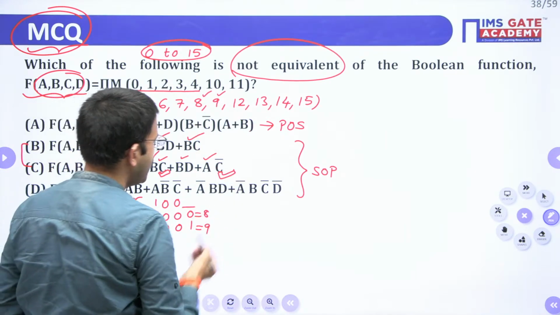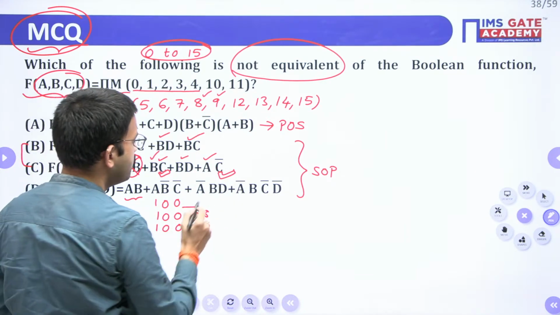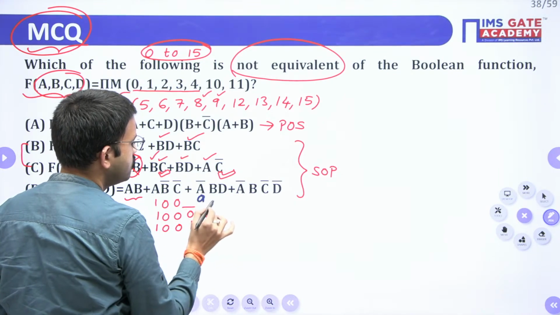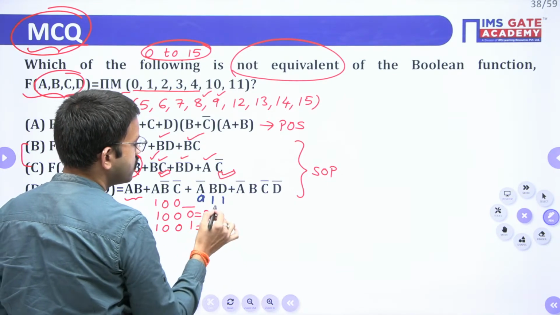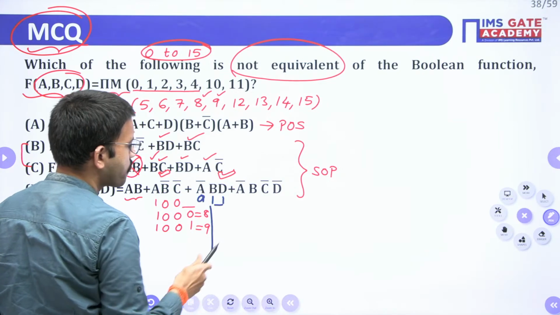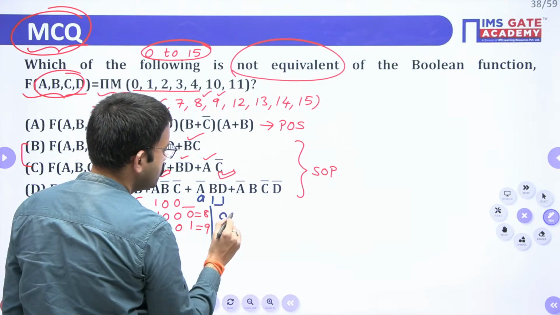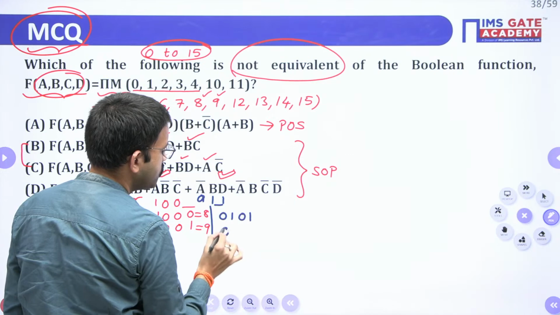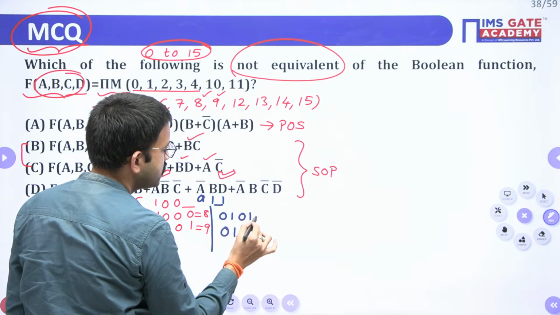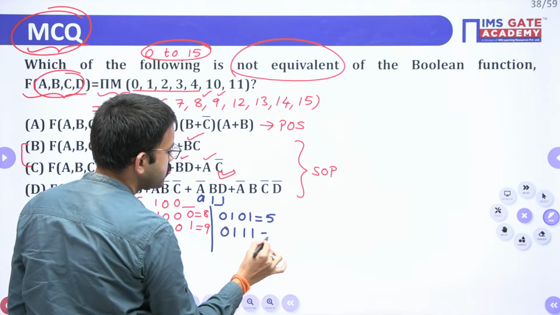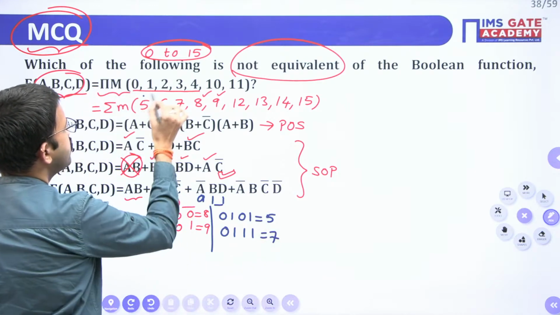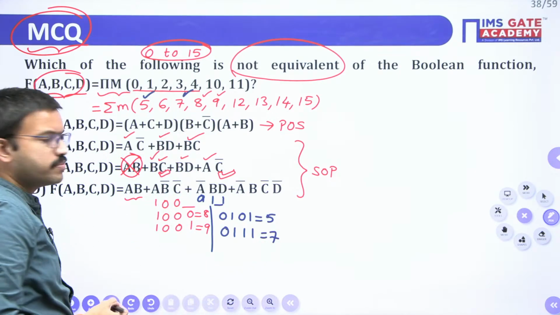Next, regarding A bar B D: A bar B D is 0, 1, 1. Here C is missing. I will write here 0, 1, 0, 1 or 0, 1, 1, 1. That means here it is 5, here it is 7. So 5 and 7, yes, it is matching regarding minterms.